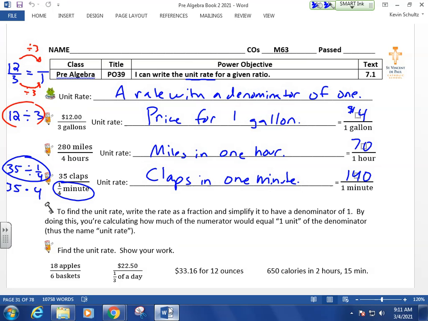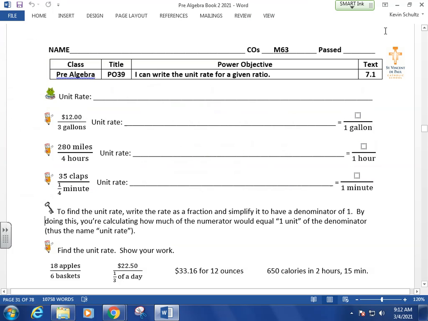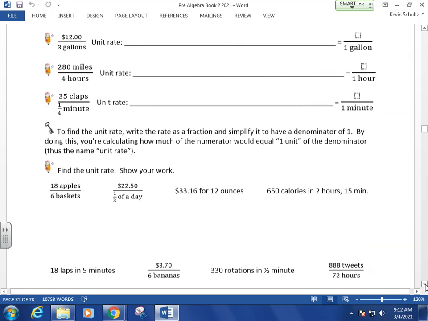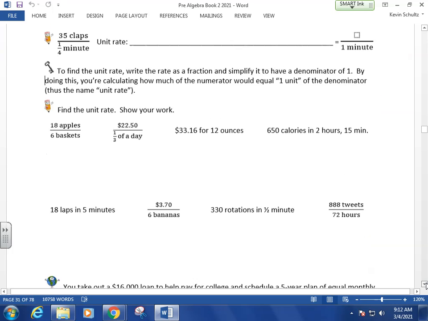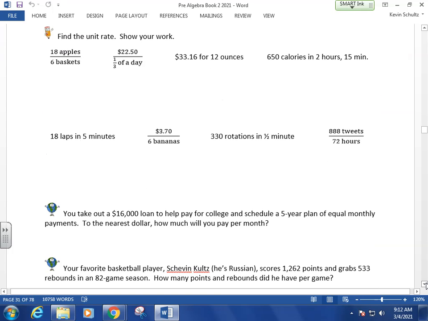Okay, so that's kind of where we talked about, and we did the first couple together on Tuesday as well, where we said, it says, find the unit rate, show your work. So 18 apples in 6 baskets. Couple different ways to show your work here. You could say that 18 over 6 is equal to what over 1, right? Because we want to get down to 1 basket. How many apples in 1 basket?